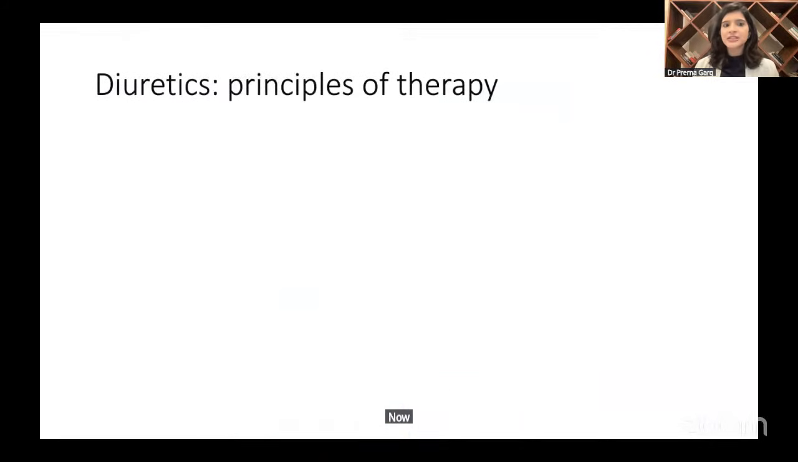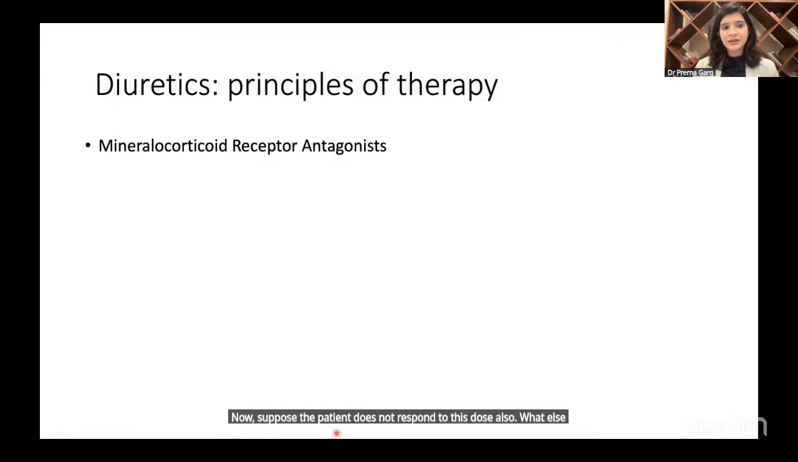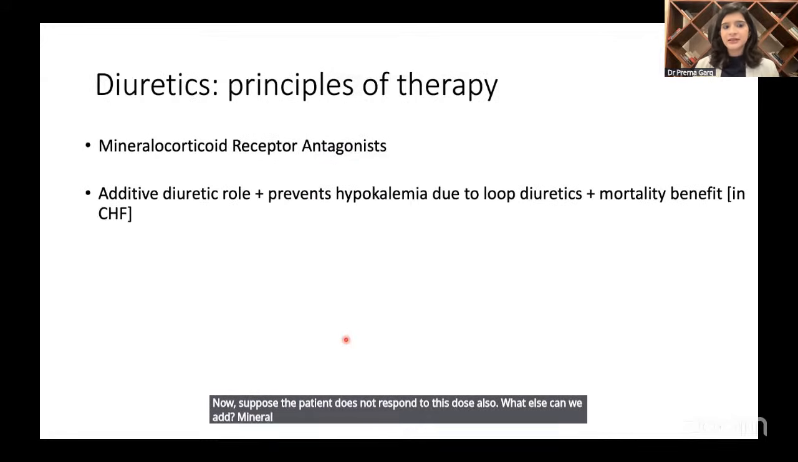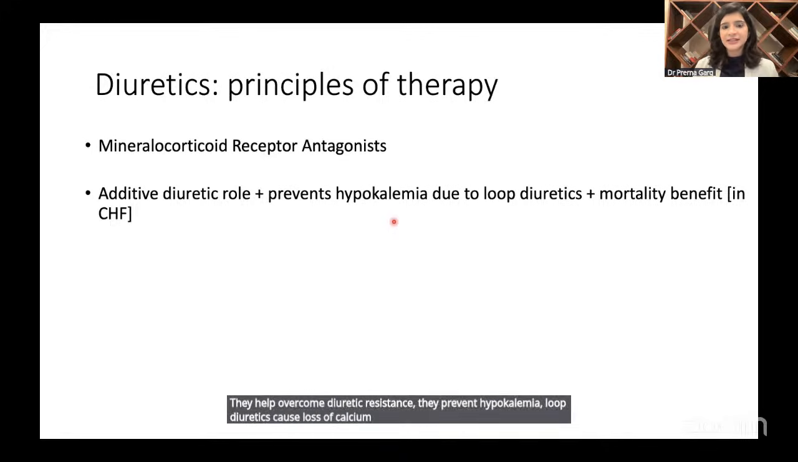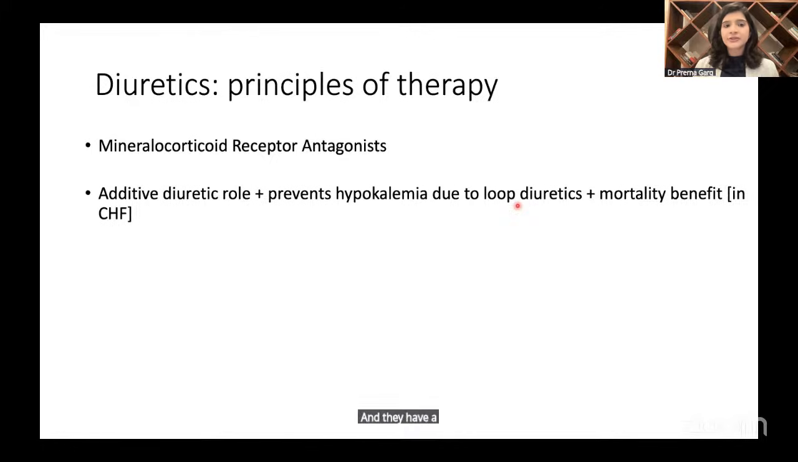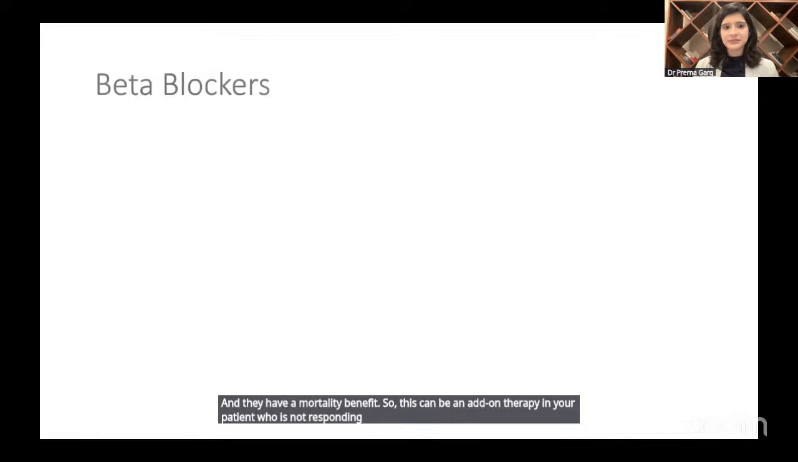Now suppose the patient does not respond to this dose also. What else can we add? Mineralocorticoid receptor antagonists. They have an additive diuretic response. They help overcome diuretic resistance. They prevent hypokalemia: loop diuretics cause loss of potassium, while MRAs retain potassium. And they have a mortality benefit. So this can be an add-on therapy in your patient who is not responding to Lasix.